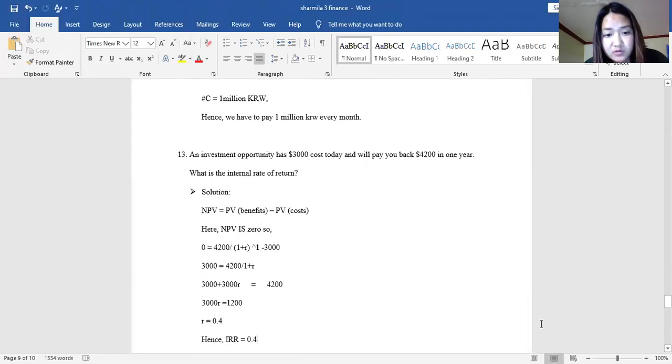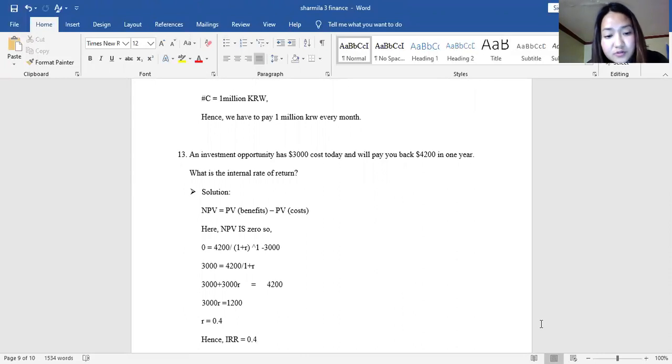An investment opportunity has a $3,000 cost today and will pay you back $4,200 in one year. What is the internal rate of return? Net present value equals present value of benefits minus present value of cost. Here the net present value is 0. So 0 equals 4,200 divided by 1 plus r, to the power 1, minus 3,000.